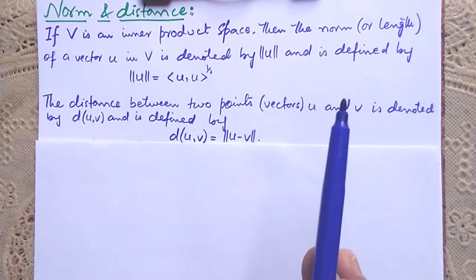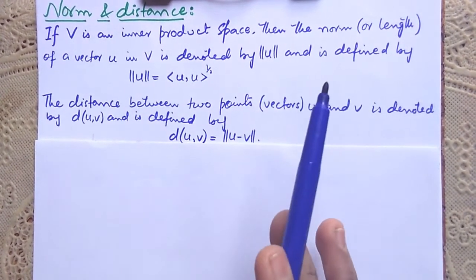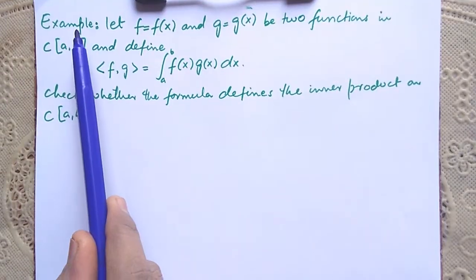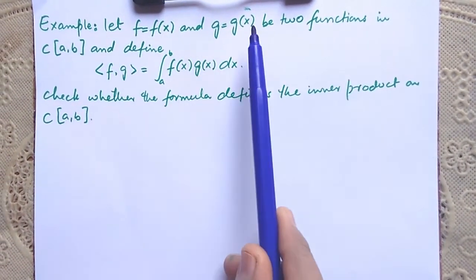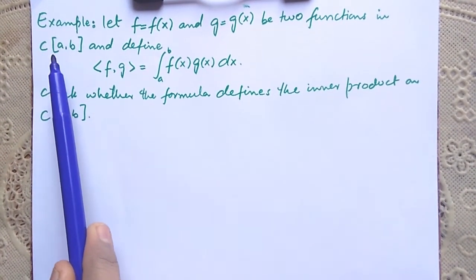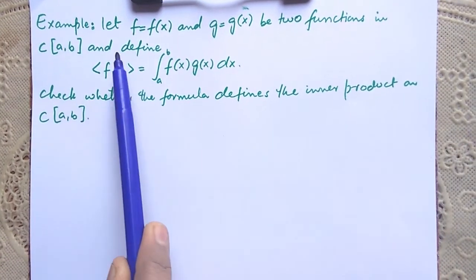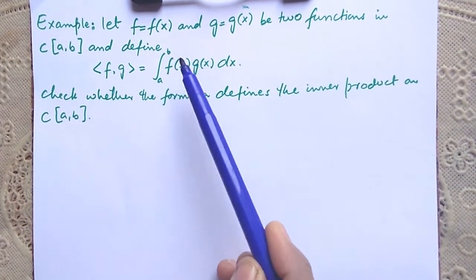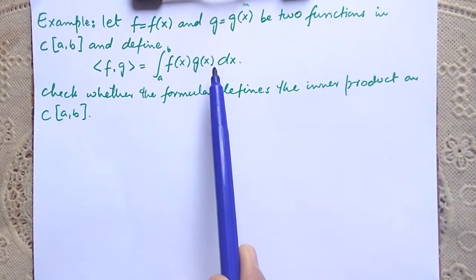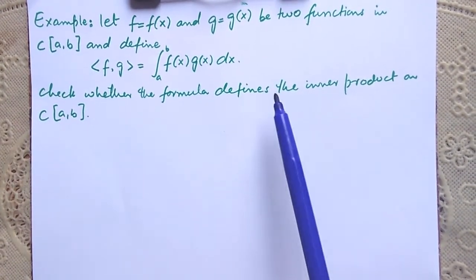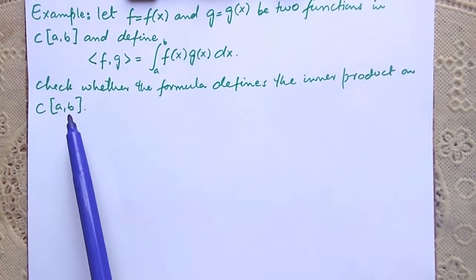Now let's see the inner product on the set of continuous functions over the interval from a to b. So here is an example. Let f and g be two functions in the set of continuous functions from a to b, and the product is defined as the integral from a to b of the product of f and g. Check whether the formula defines the inner product on the set of continuous functions from a to b.